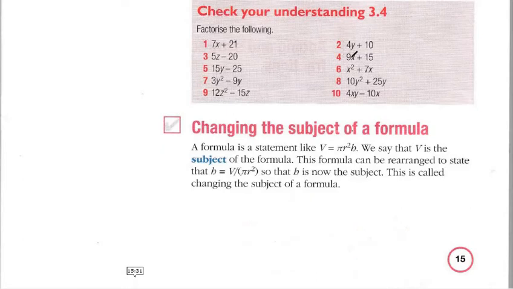Now, A equal length times width, this is the formula to work out the area of the rectangles. A is the subject of this formula. Change the subject to make L the subject of this formula. To make L the subject, we can divide both sides by W, W cancel. So L equal A over W. So now L is the subject of this formula.